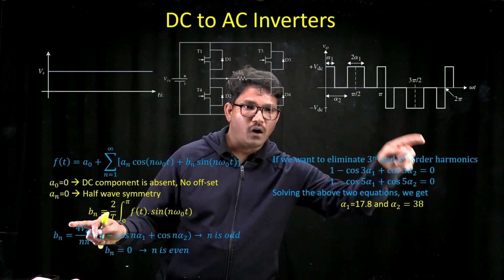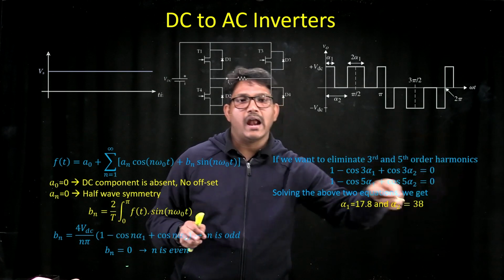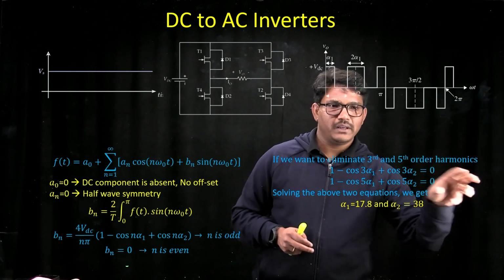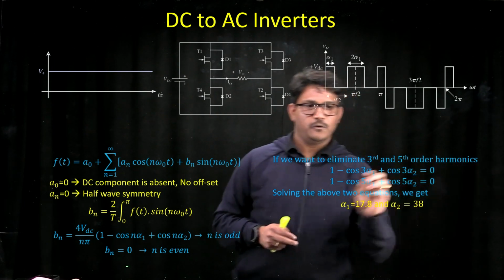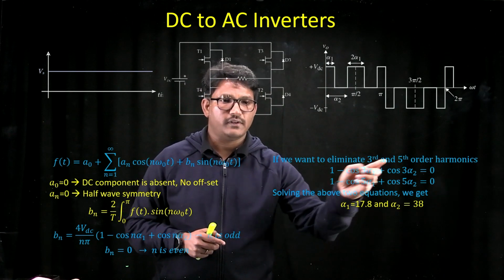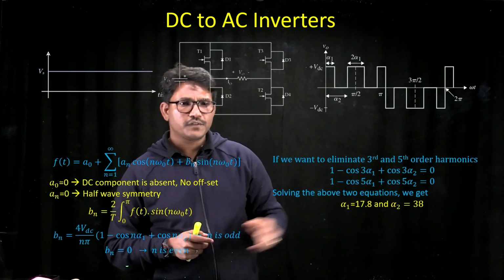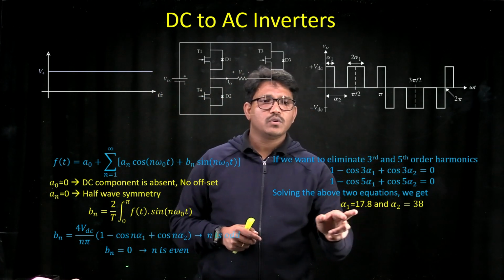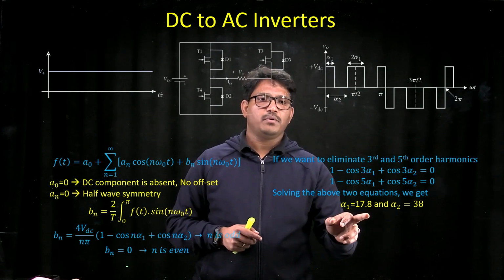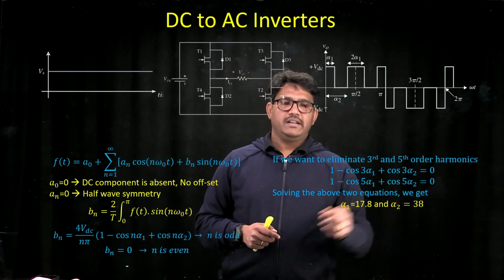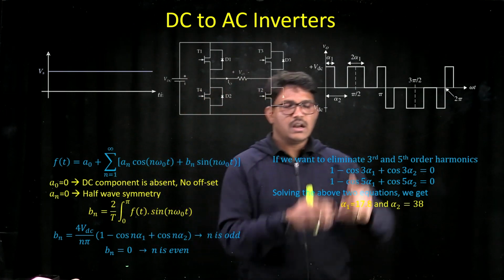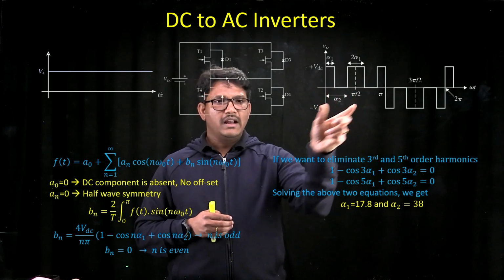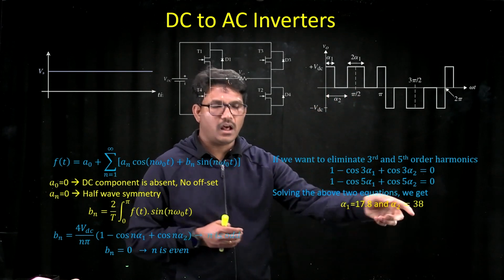The peak values of the third order sinusoidal waveform and the fifth order sinusoidal waveform, you are expecting that to be equal to 0. If you want that to be 0, then what should be your values of alpha 1 and alpha 2? If you solve these two equations, where you have two unknowns and two equations, you get alpha 1 as 17.8 and alpha 2 equal to 38, which will not have third order and fifth order harmonics if you choose the values of the width and the timing according to alpha 1 and alpha 2.